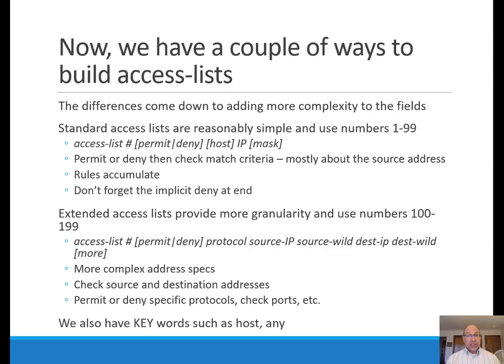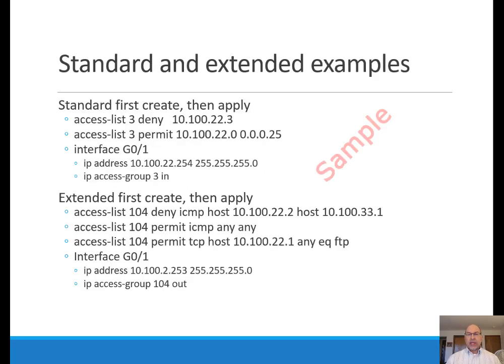But now if we take a look at extended access lists, numbered 100 to 199, we've got lots more fields. So we can test on source and destination, port numbers, all kinds of things. So lots more complexity. We also have keywords such as host or any. So if you use the keyword host, it's the same as saying a particular IP address, and any means just what it sounds like. Here are some standard and extended access list examples.